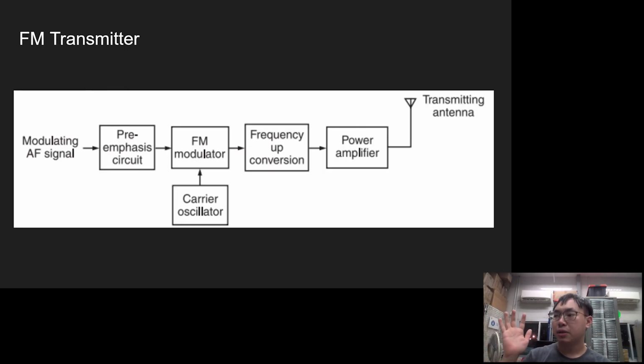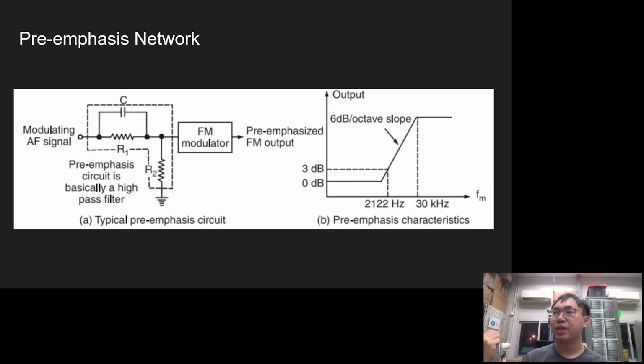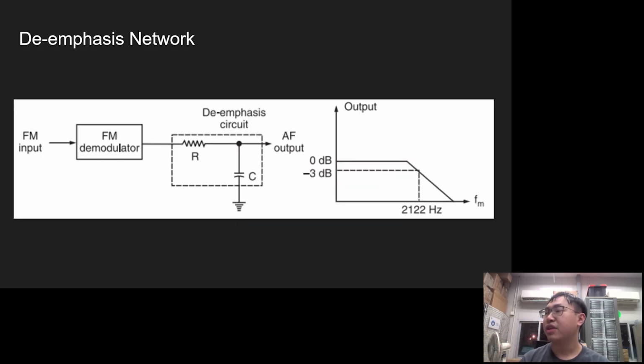Other than that, the rest of them are very similar to an AM transmitter or AM receiver. Just bear in mind they have a de-emphasis and pre-emphasis network. If you have time and interest, you can take a look at how they do the work, but I don't think you need it. De-emphasis network: the higher pitches, the higher frequencies, are already stronger when they transmit through the RF. So the signal is strong at higher pitches, so you have to adjust the signal strength of high pitch. This is how they do it.